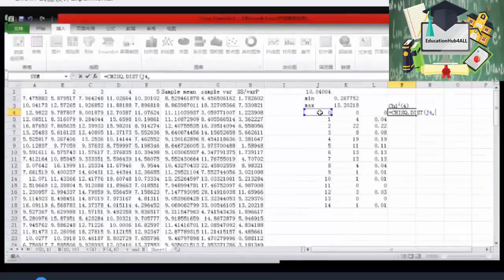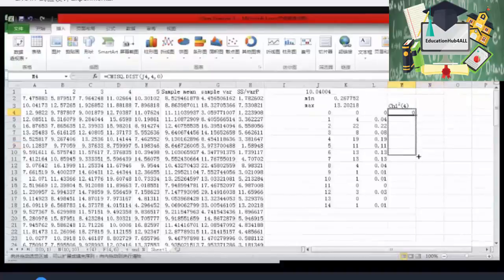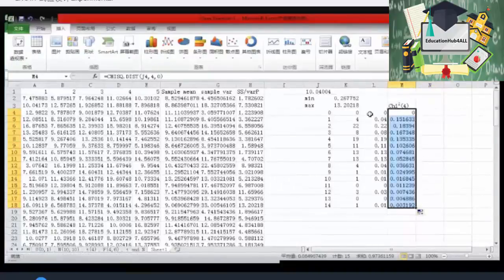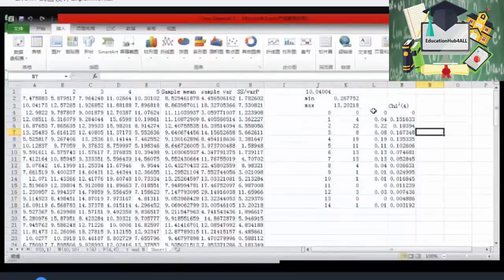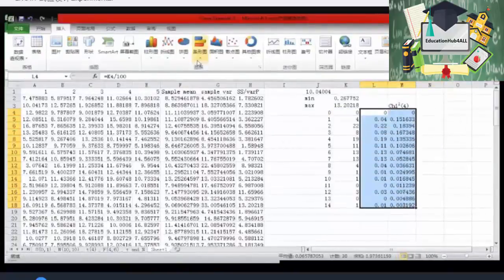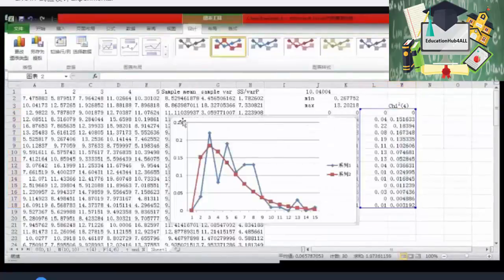The degrees of freedom is 4. For the cumulative argument, in this special case, this does not look like a probability, because a cumulative probability keeps increasing. This looks like a density. So here we use 0. You input 0, and then we will have this function, and then you drag down.